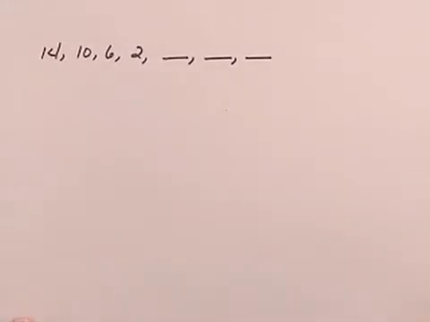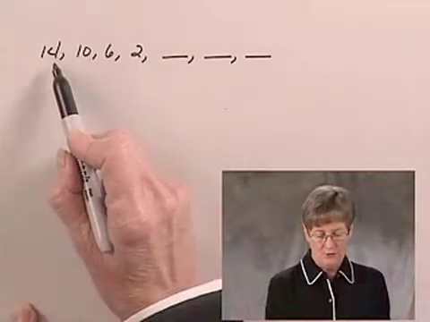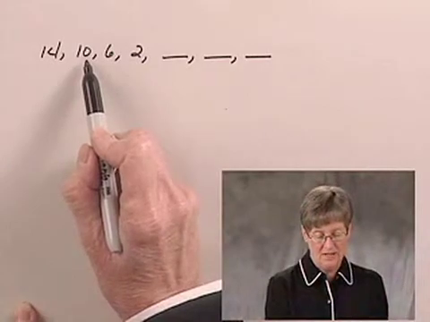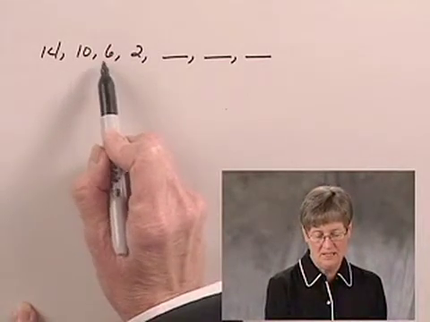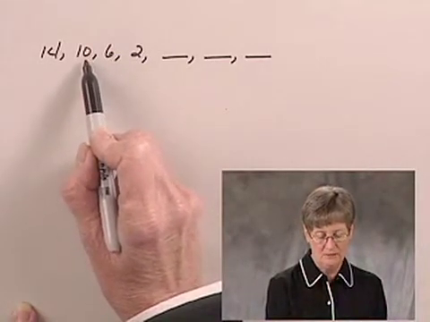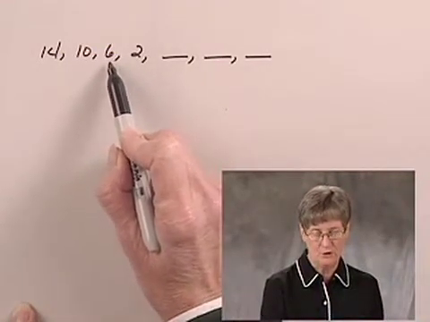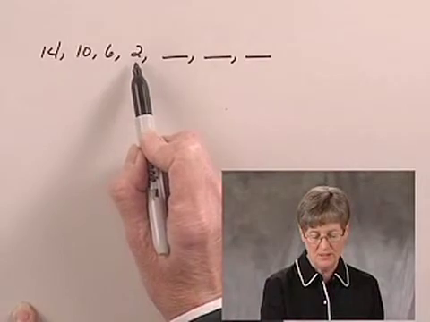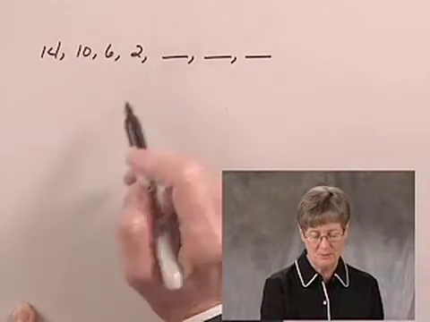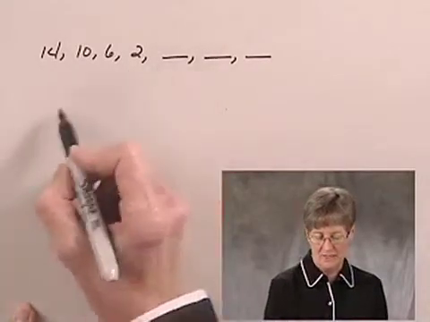This sequence is 14, 10, 6, 2, and again we want to fill in the next three numbers. To go from 14 to 10, we subtract 4. To go from 10 to 6, we subtract 4 from 10. To go from 6 to 2, we subtract 4 from 6. So it seems logical that to go from 2 to the next number in the sequence, we would subtract 4 again.